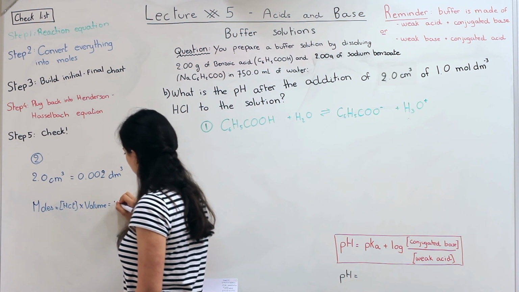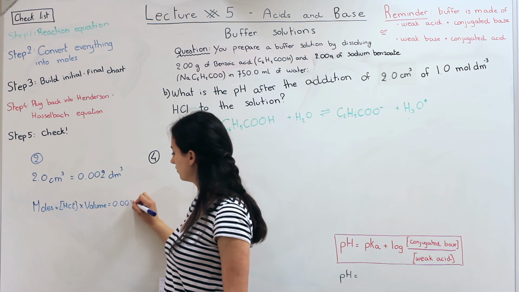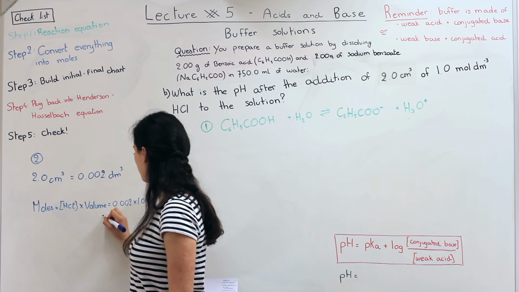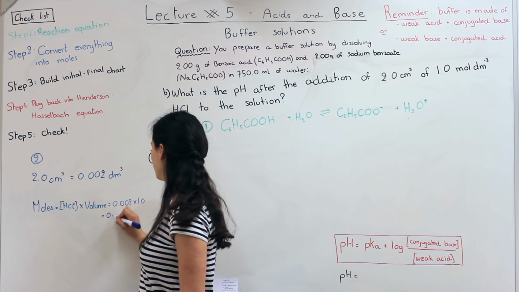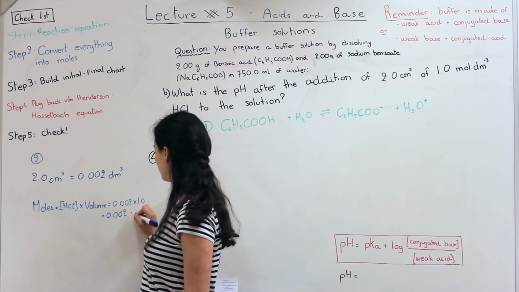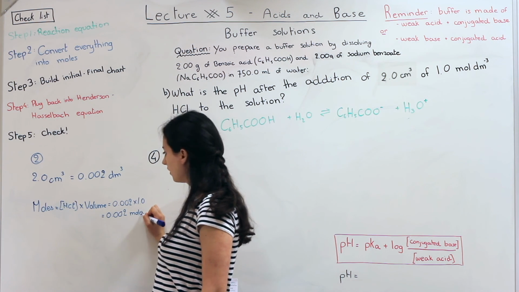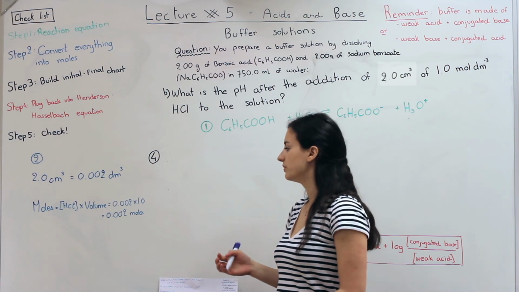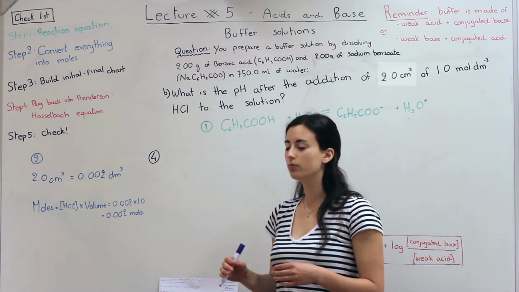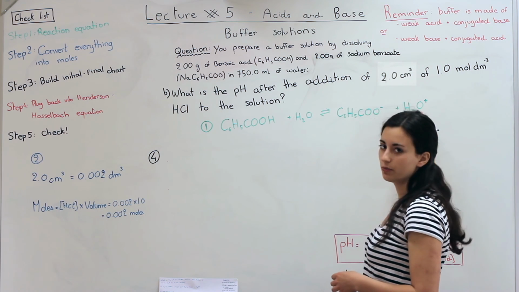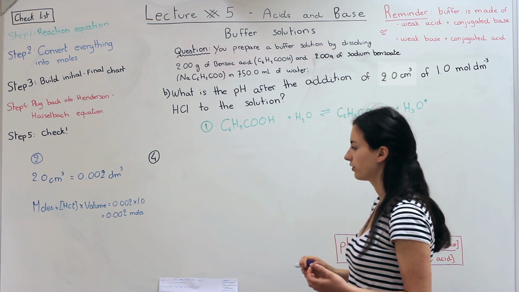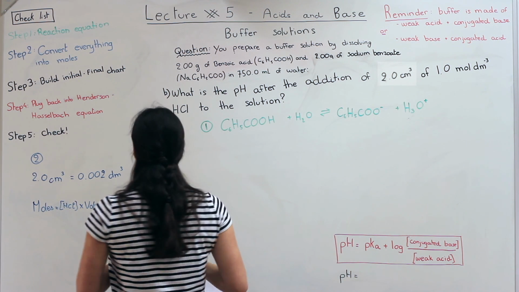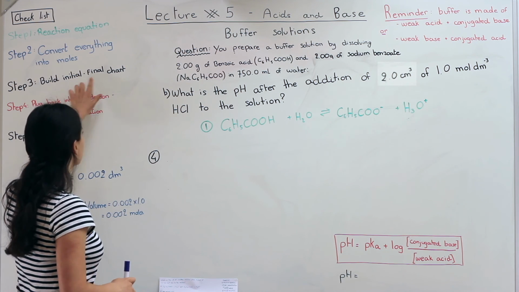Which will equal 0.002 multiplied by 1.0, which of course just equals 0.002 moles of HCl. Now HCl is a monoprotic acid, which means 1 mole of HCl is going to form 1 mole of H3O+. That's really important, so make sure you know which type of acid you're dealing with. Now the next step is to build an initial-change-final chart.